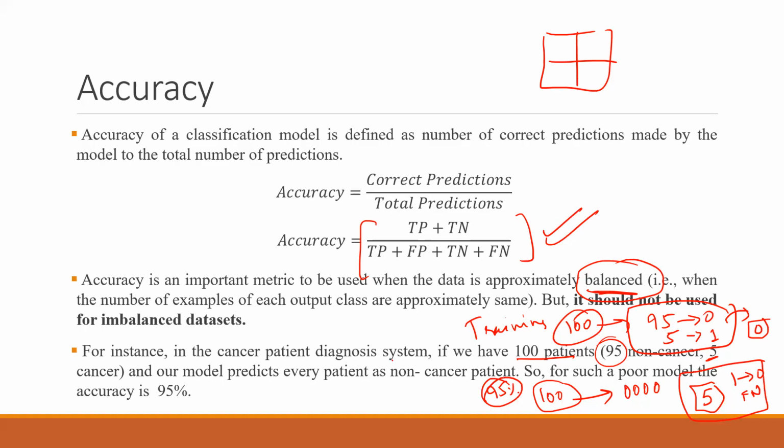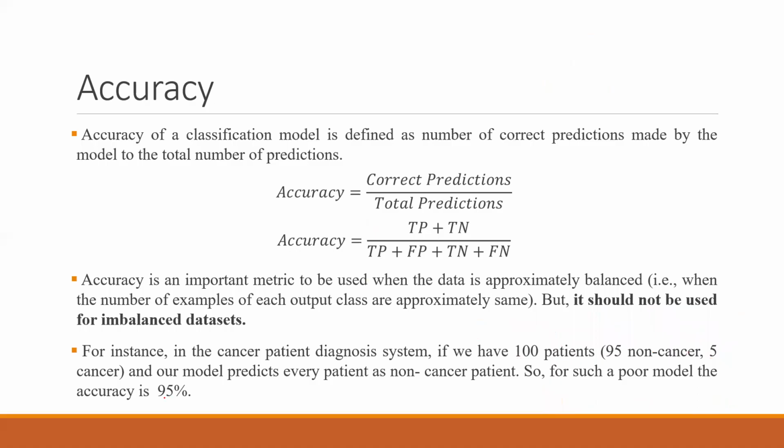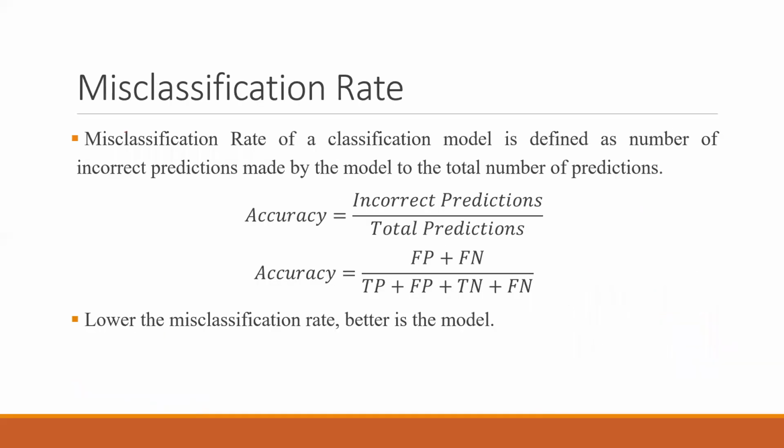राइट? So my model is poor even if my model is giving 95% accuracy in this case, in the second case, ठीक है? तो it should not be used for imbalanced data sets. तो 95 versus 5, 19 times का फर्क है, तो we will not use accuracy in this kind of a case. Otherwise accuracy को जितना मर्जी use करो when your data set is balanced, when your classes are balanced. Now what is misclassification rate?